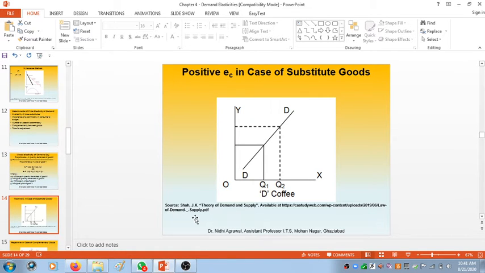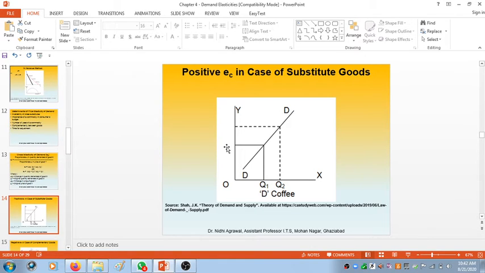Diagrammatically, we can show cross elasticity of demand in case of substitute goods. Always keep in mind that cross elasticity is always positive in case of substitute goods. Why are we calling it positive? Because in this case the demand curve becomes upward sloping. Why is it upward sloping? For example, we are taking here two commodities, one is coffee and another is tea. Tea is taken on the vertical axis.